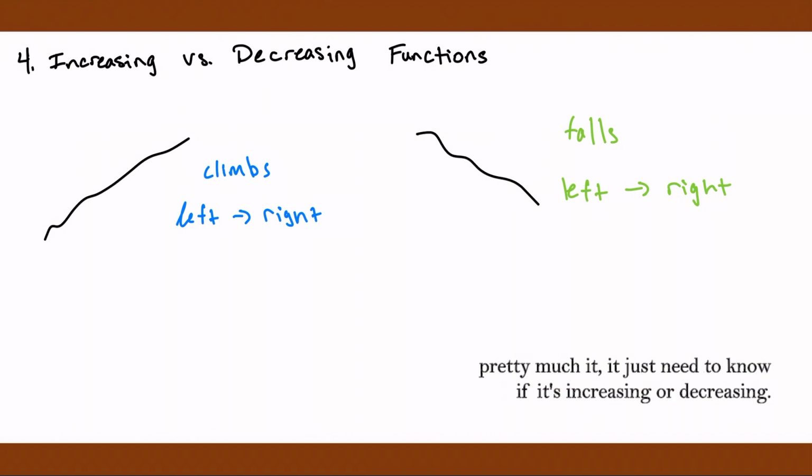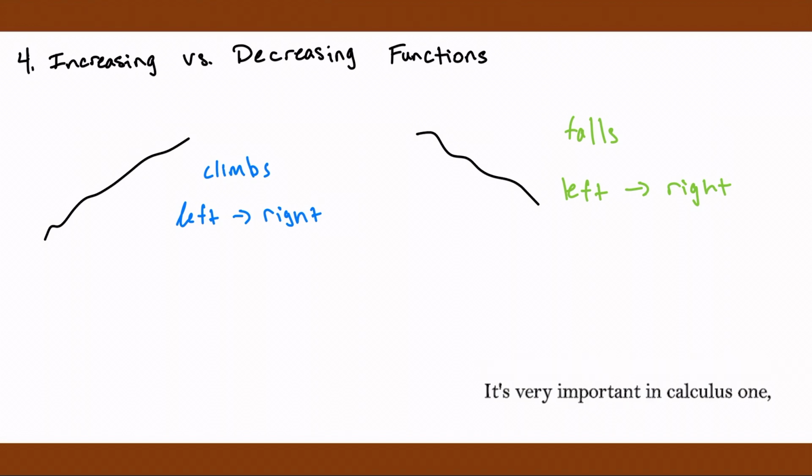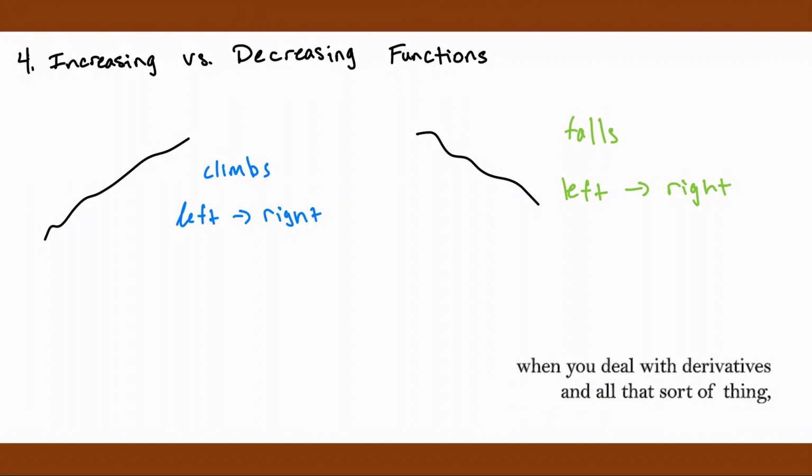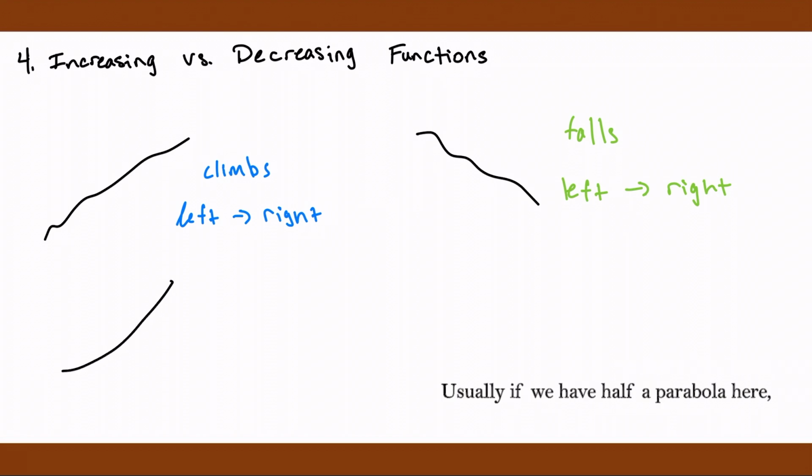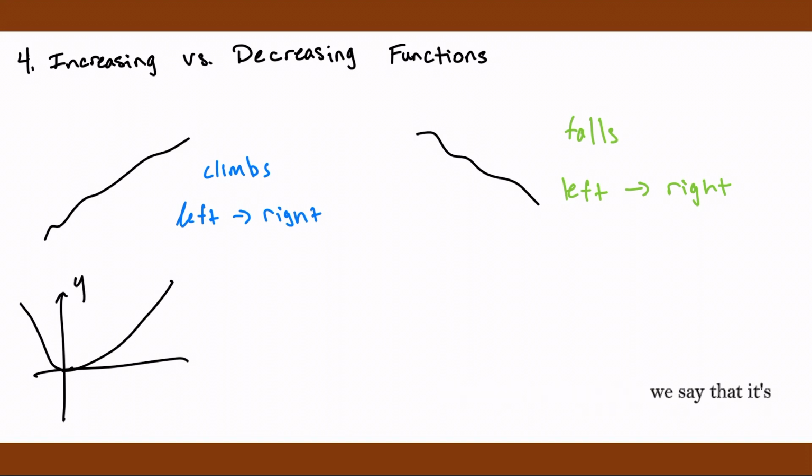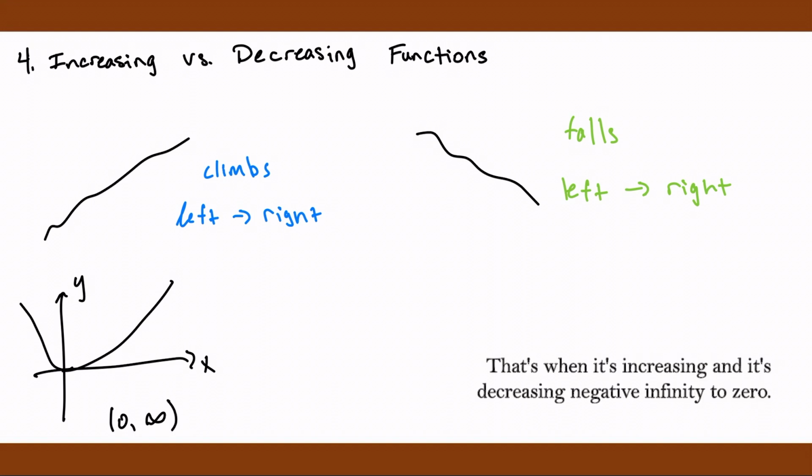And that's pretty much it. You just need to know if it's increasing or decreasing. It's very important in Calculus 1 when you deal with derivatives and all that sort of thing. We want to be a little more exact, usually. If we have half a parabola here, we say that it's increasing, well, it's climbing from 0 to infinity. That's when it's increasing. And it's decreasing from negative infinity to 0.